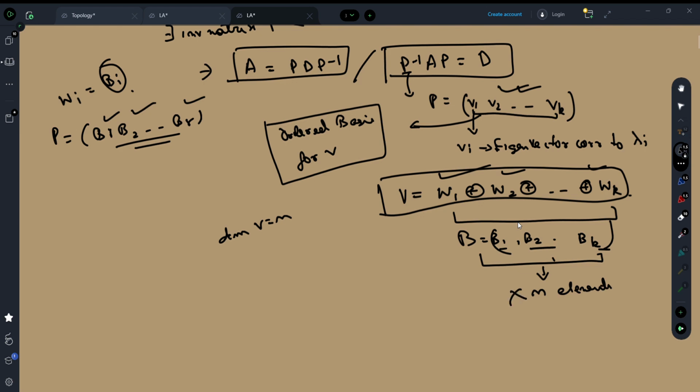If this set would contain n elements, then the linear operator T will immediately be diagonalizable, right? Because of this form, it's very obvious, because then we have formed a basis out of the basis elements of the eigenspaces. But what if the basis elements you have extracted from each of these eigenspaces are not sufficient to form an ordered basis for the vector space V?